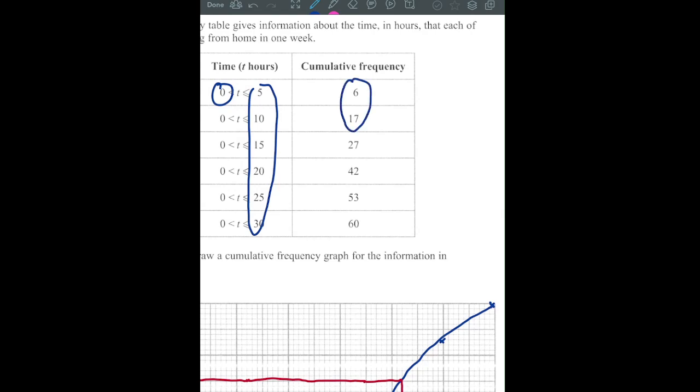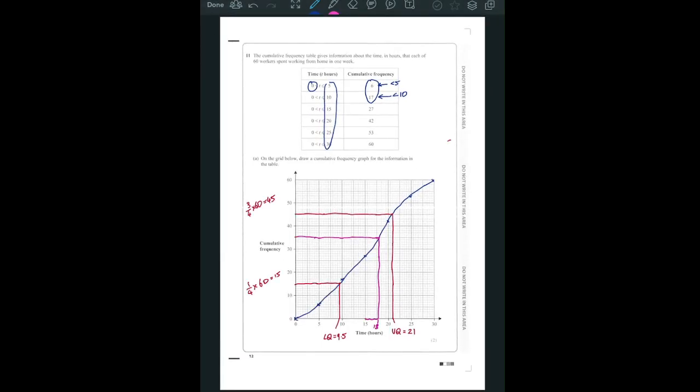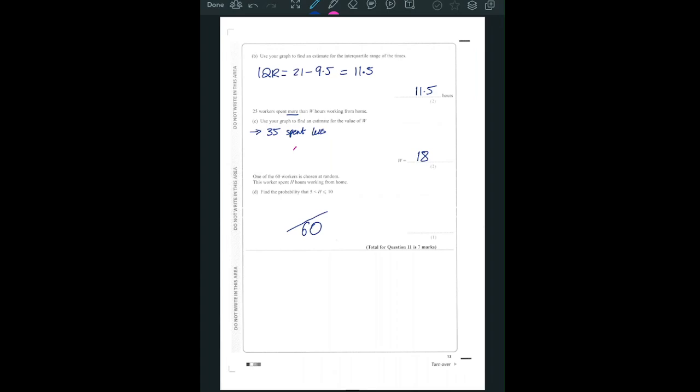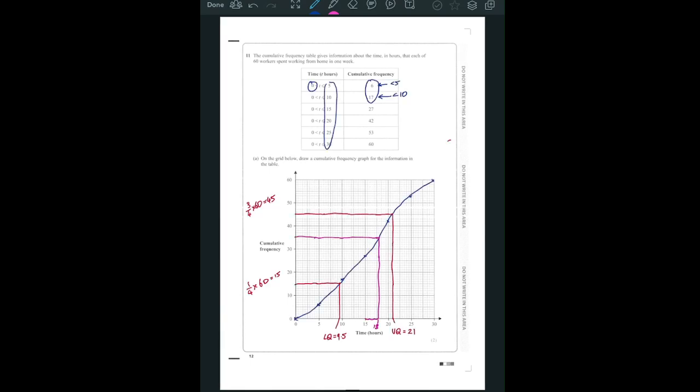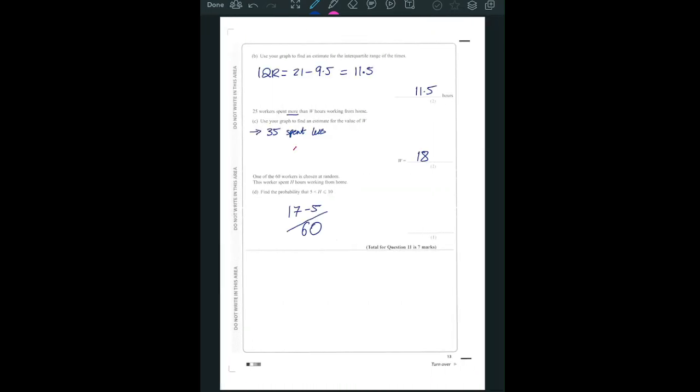And that says that 6 people took less than 5, 10 people took less than 10, but of the people who took less than 10, 6 of them took less than 5. So the difference between those two is the number of people between 5 and 10. So what's that? 17 take away 5? 17 take away 6. So the probability that we're between 5 and 10 is 11 out of 60.